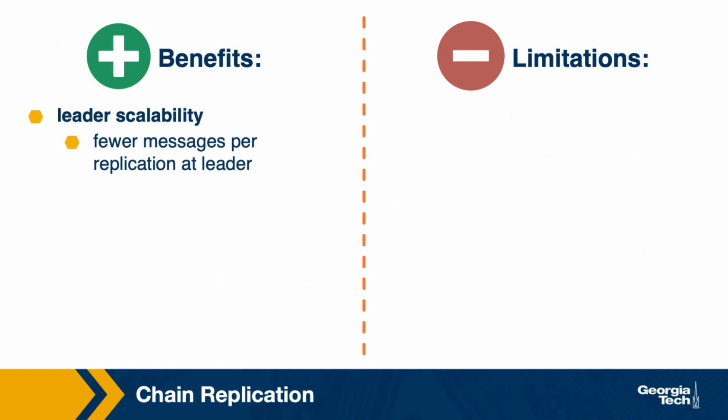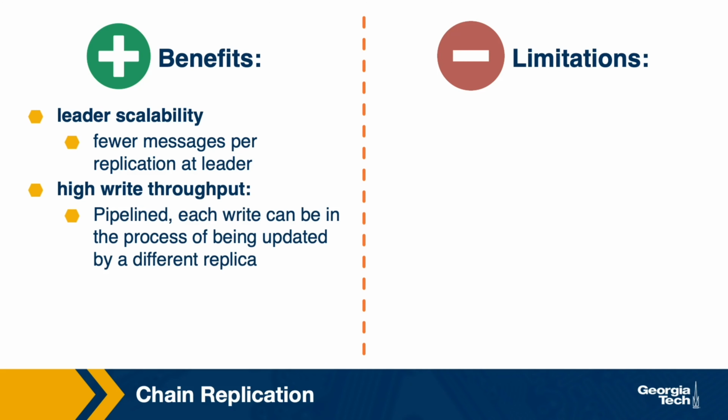Clearly, we have greater leader scalability. We can afford to replicate to more nodes and therefore potentially get better fault tolerance without requiring that the leader sees an increase in the load of messages that it has to submit and receive. Also, we actually have higher write throughput with this technique because it uses what's called pipelining.